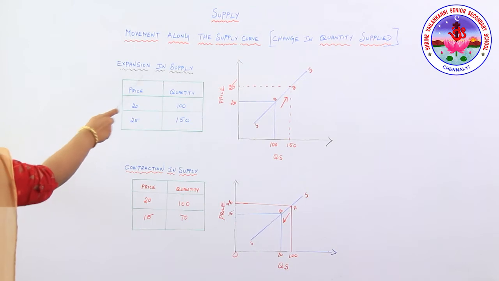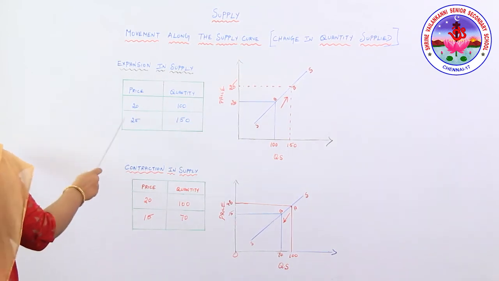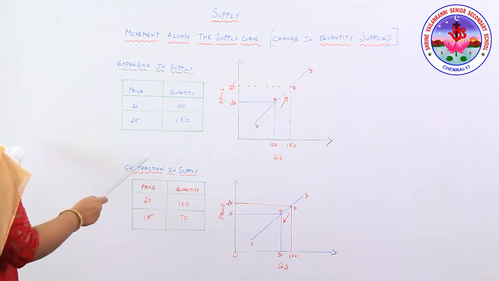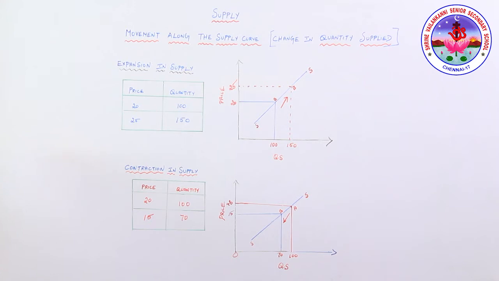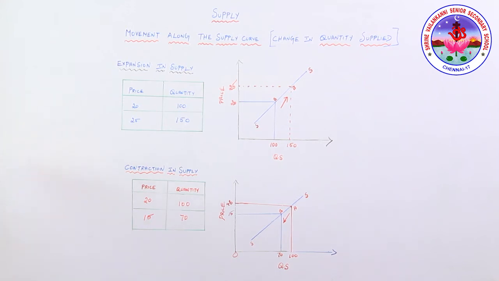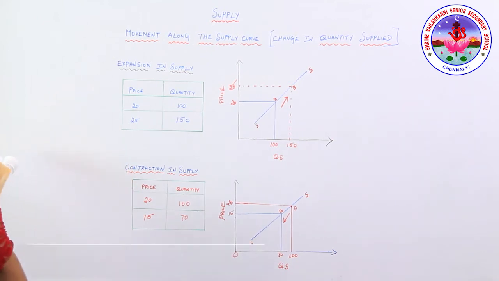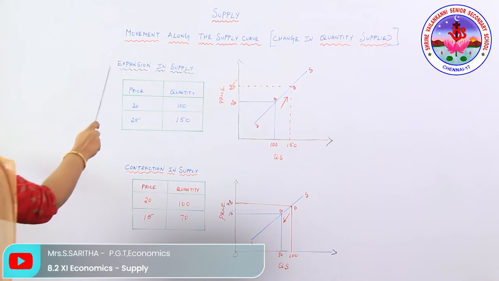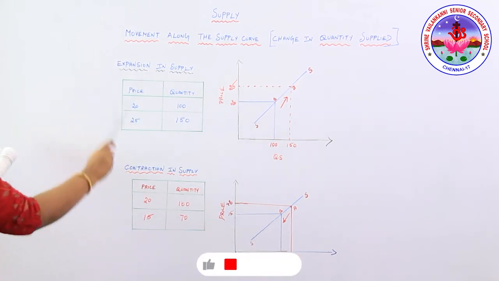Let's start with expansion in supply. I've said already, expansion in supply refers to a rise in the quantity supplied due to an increase in the price of a commodity, other factors remaining constant. So what will happen? It will lead to an upward movement along the supply curve. It is also known as extension in supply or increase in quantity supply.